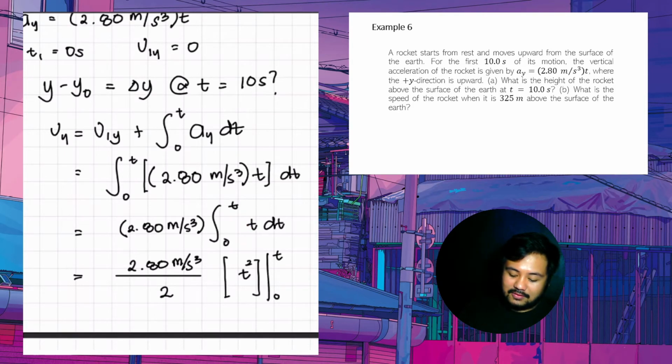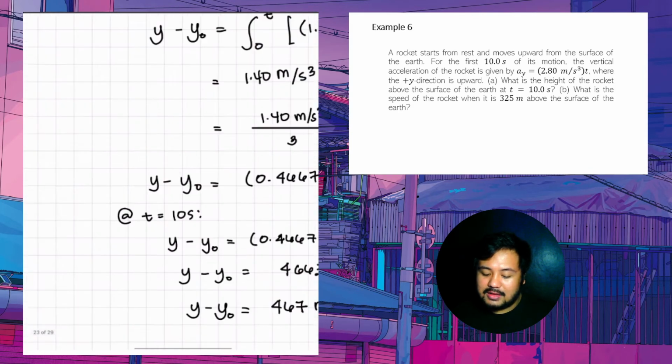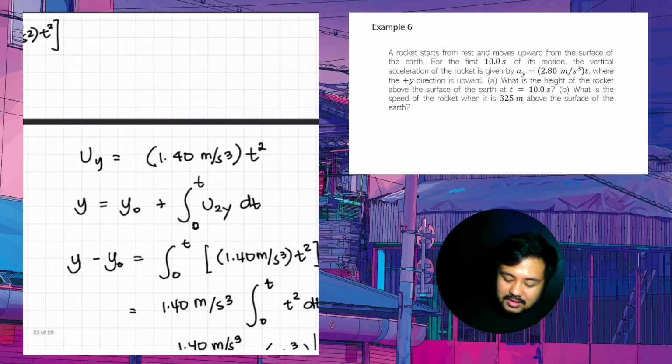Okay, so we now have this equation wherein you have 2.80 meters per second cubed over 2 times t squared. Don't forget, that's t squared, evaluated from 0 to t. This value from 0 to t, we have to substitute here. So our t squared, it is always final minus initial, upper limit minus the lower limit. So this will become t minus 0 if you want. But let's simplify this one first. 2.80 divided by 2. So we now have this 1.40 meters per second cubed.